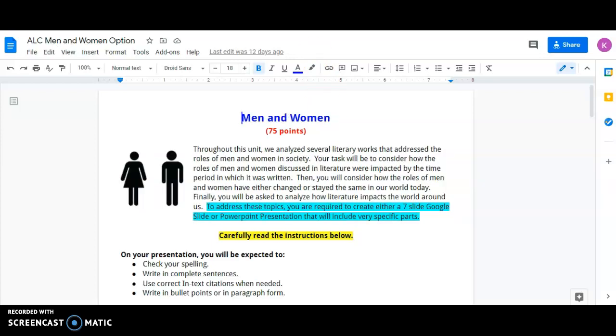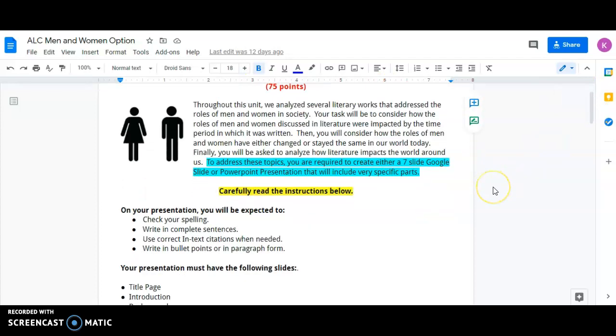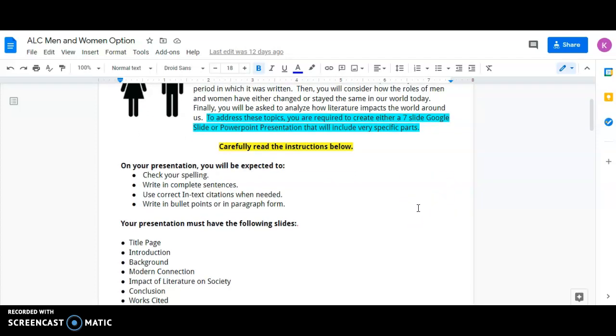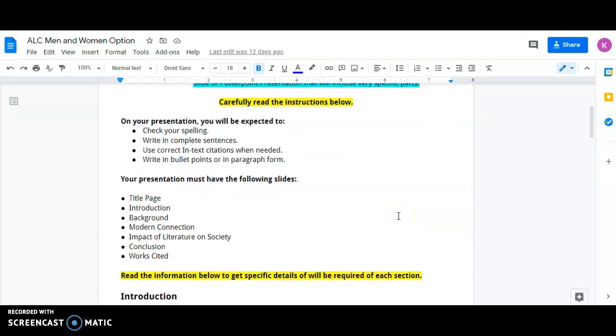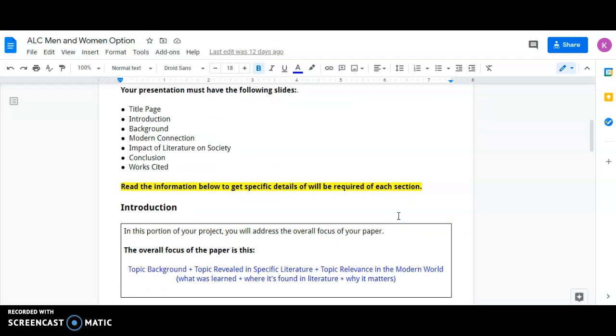Okay, so whatever option you pick, you'll be asked to create a 7-slide Google Slides or PowerPoint presentation that will include very specific parts. So you don't have to write an essay, you'll have to write a PowerPoint presentation. So on your PowerPoint presentation, I'll be expecting that you check your spelling, write in complete sentences, and use correct in-text citations when needed. And you can write in bullet points or in paragraph form, whatever you feel most comfortable with. Okay, your presentation must have the following slides. You need a title page, an introduction, background, modern connection, impact of literature on society, conclusion, and a works cited slide.